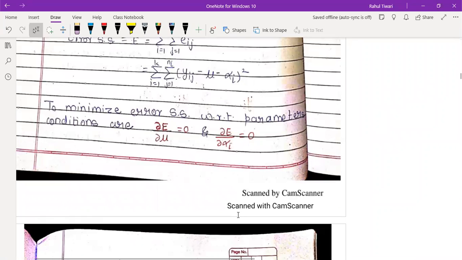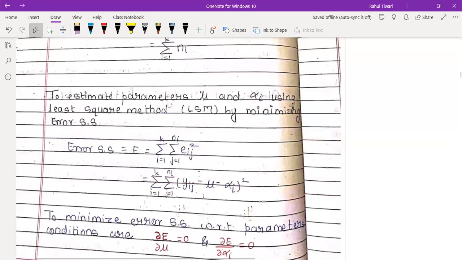When you try to minimize anything, make sure that your first derivative is equated to 0 and the second derivative should be positive. Always remember this concept. First derivative equated to 0 and second derivative should be greater than 0. Then only you can call that technique a minimization technique. And we are using the least square method here to minimize this. Fine.